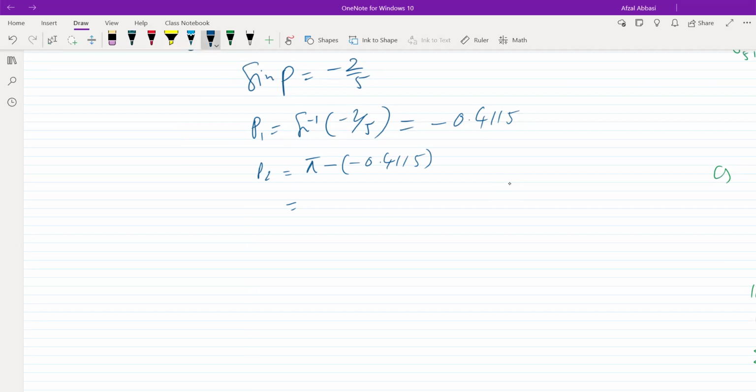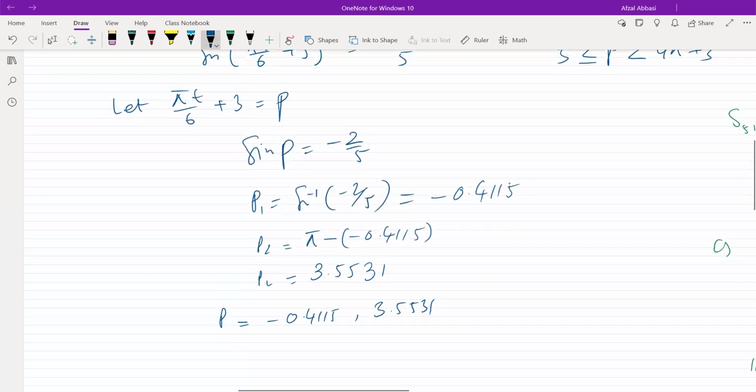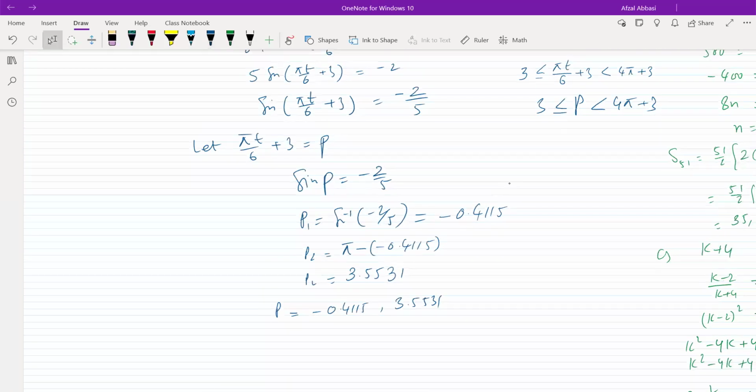This gives us 3.5531. And after that, we can find multiple further values of p by adding the period. So the values of p will be, the first value is negative 0.4115 and 3.5531. We also have to refer to the range. So the first value is definitely not in the range, so we will not consider it in our final answer, but the second value is in the range.